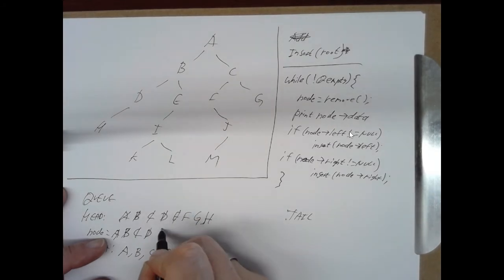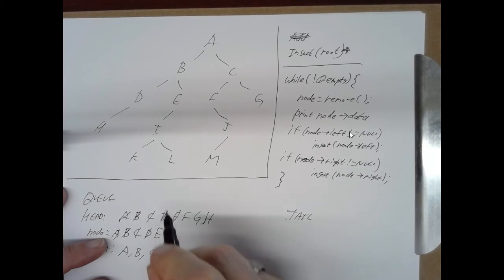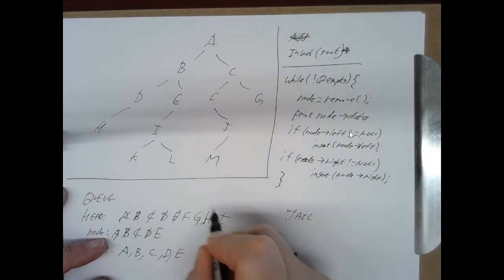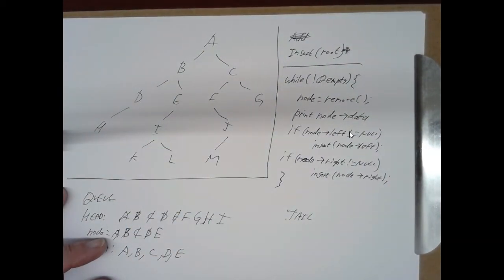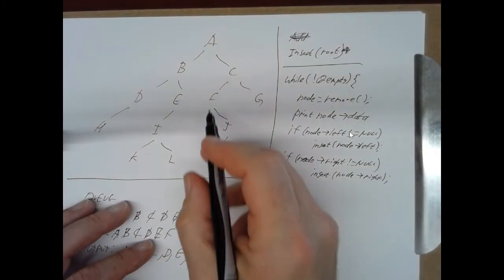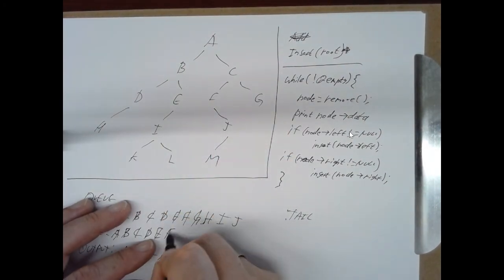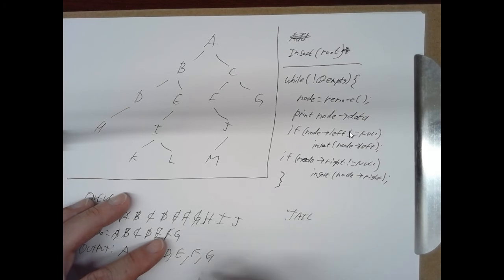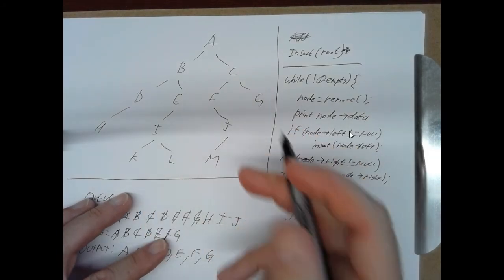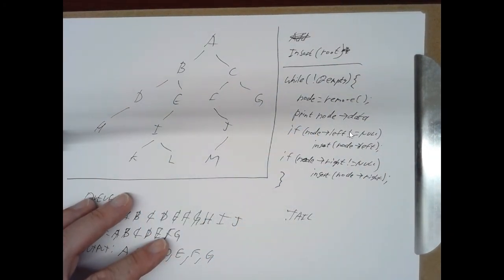Remove the E, set node equal to that, print its data. E has a left child, I, it has no right child. And we just keep going. All right, we'll remove the F, print its value. There's nothing on the left, there's a right child. Remove the G, print its value. G has no left child or right child, so we don't add anything to the queue.